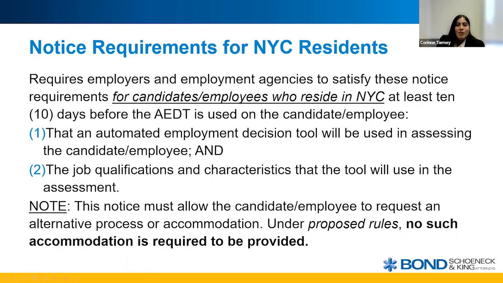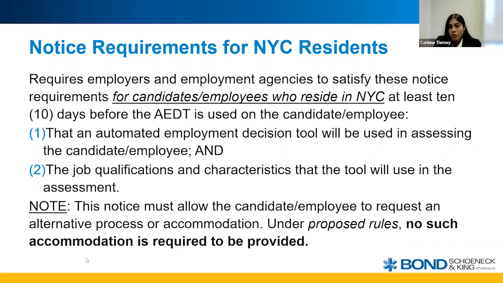Basically, the notice requirement requires employers and employment agencies to satisfy these notice requirements for New York City residents at least 10 calendar days before the AEDT is used on that candidate or employee. They need to be informed that an automated employment decision tool, an AEDT, will be used in assessing that candidate, and of the job qualifications and characteristics that the tool is going to use in its assessment. This notice also has to include language that informs a candidate or employee how to request an alternative process or accommodation should they not want to be subject to the assessment of the AEDT. That's the way the law is drafted right now.